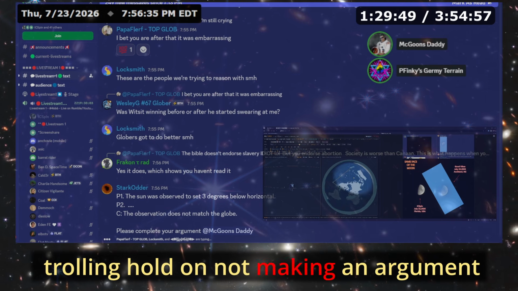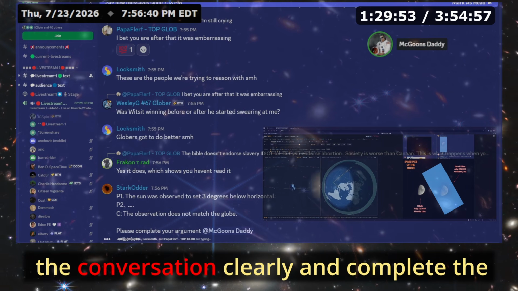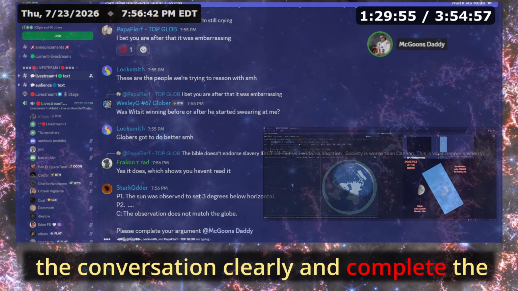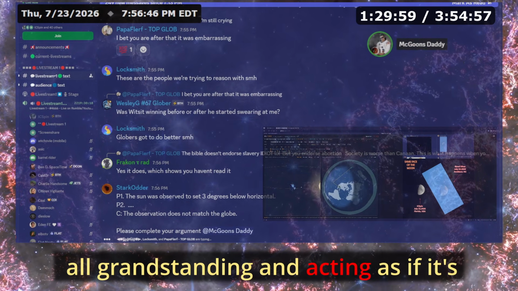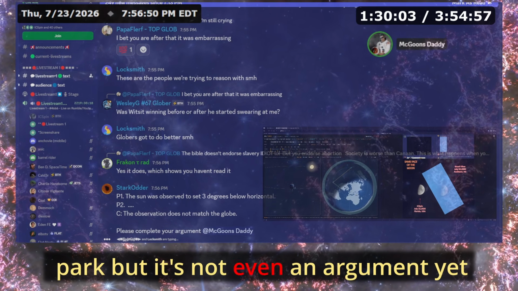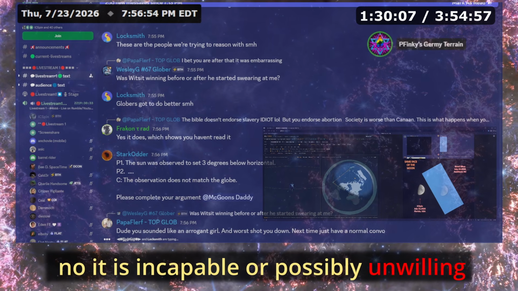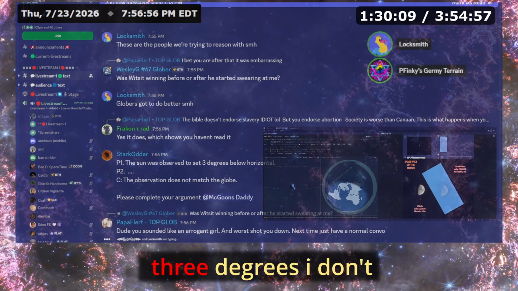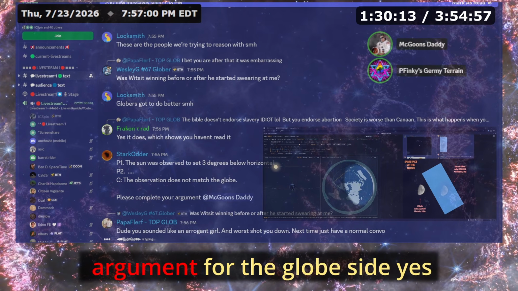Finky is just trolling and not making an argument. Can any of the globe earthers take the conversation clearly and complete the incomplete argument? You guys are all grandstanding and acting as if it's some sort of knocking the ball out of the park, but it's not even an argument yet. Noah is incapable or possibly unwilling to engage with my argument. 3 degrees. I don't know what to do at this point. Yes, you are unwilling to actually give an argument for the globe side.